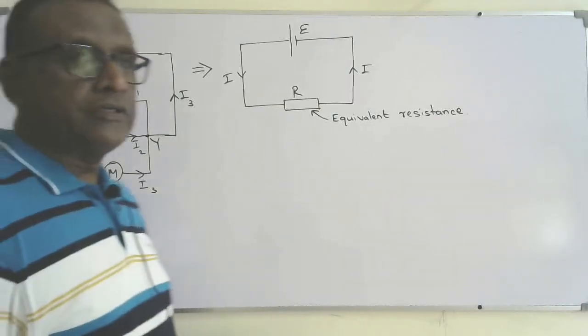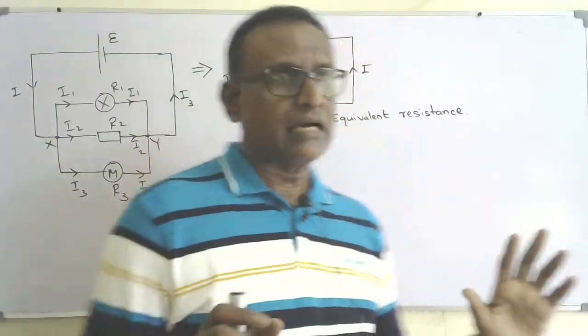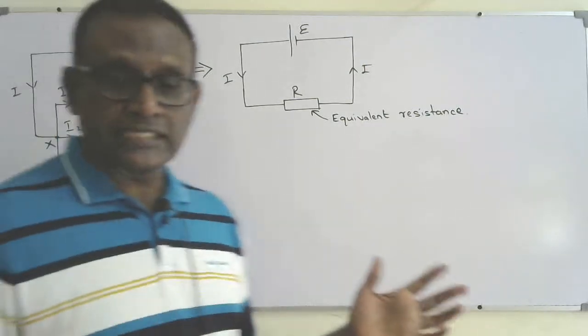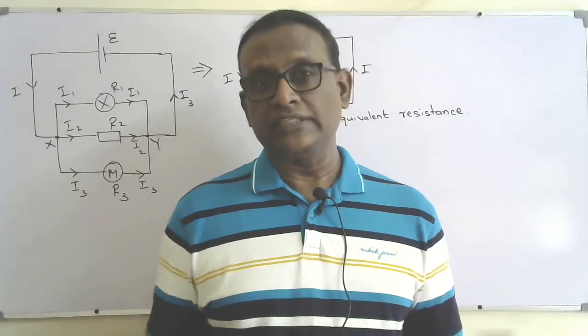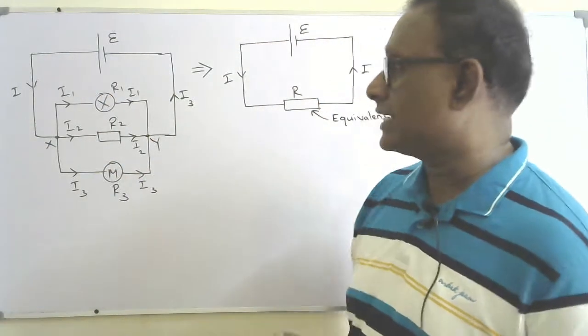Okay, so here I'm going to get an equivalent resistance. What do you mean by equivalent resistance? Say, for example, here these three components are connected in parallel among them. I already explained how to identify whether they are series or parallel. So they are directly connected across two junctions, X and Y.